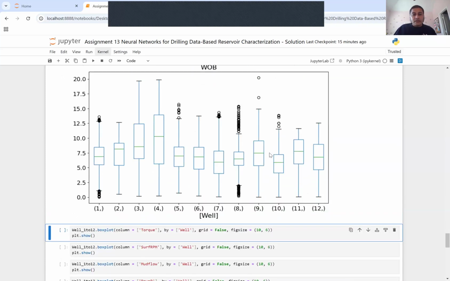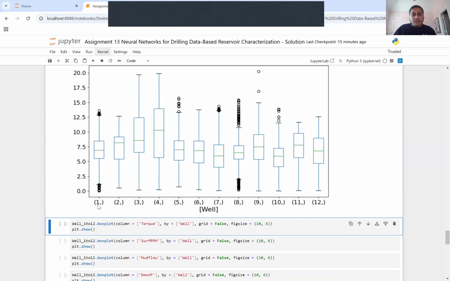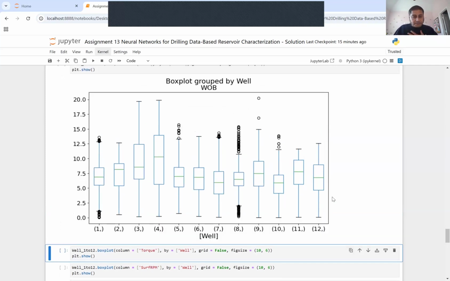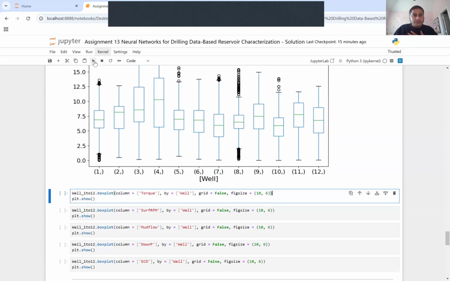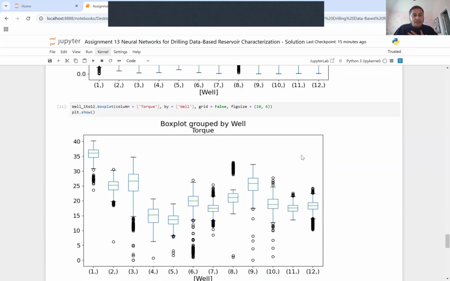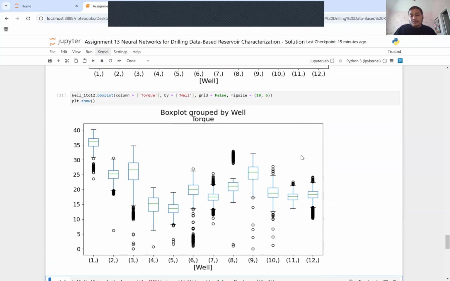And with the weight on bit, again, for wells 1 all the way through well 12, we're observing pretty much the same thing. Let's look at torque. And when we look at torque, yes, there's quite a bit of variation across all of the wells.